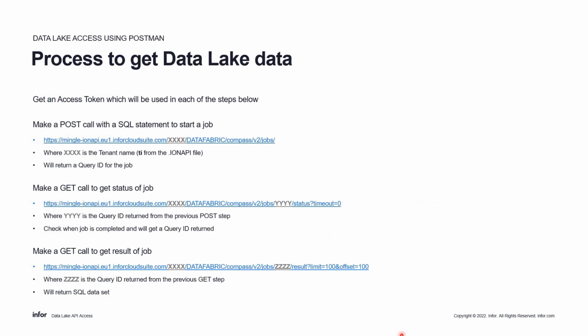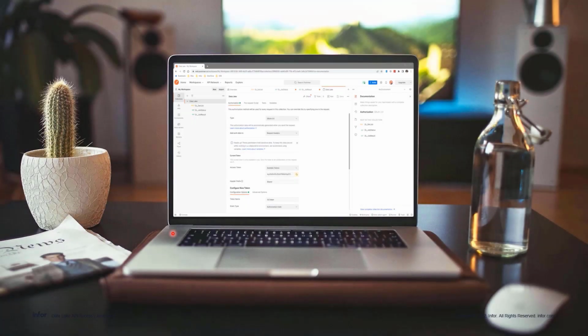So the process that we're going to go through is get an access token, which will be used in each of the steps below. We are then going to make the post call, as I said earlier, and this is the URL we will use, where the X's are replaced by the tenant name, which is a TI value or value pair from the Iron API file. As I said earlier, that will return a query ID for the job. We then make a get call, where we replace the tenant name here, and the Y's is the query ID from the previous step. We then make another get call to get the result of the job, and again, X's is your tenant ID, and the Z's are the query ID from the previous step. So let's actually go into a demo and see how all this works.